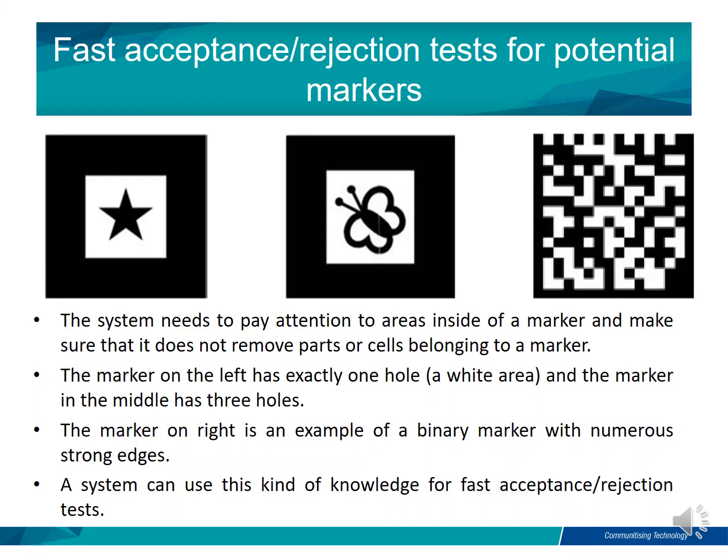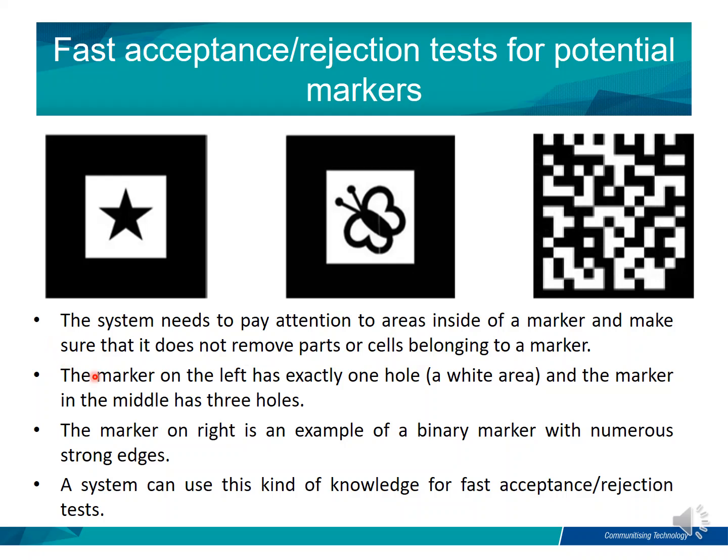And this is what happened inside the fast acceptance and rejection test for the potential markers. So how do they determine what to accept and what to reject? Let's look into this description down here. The system needs to pay attention to the areas inside of the markers and make sure that it does not remove part or cell belonging to a marker.